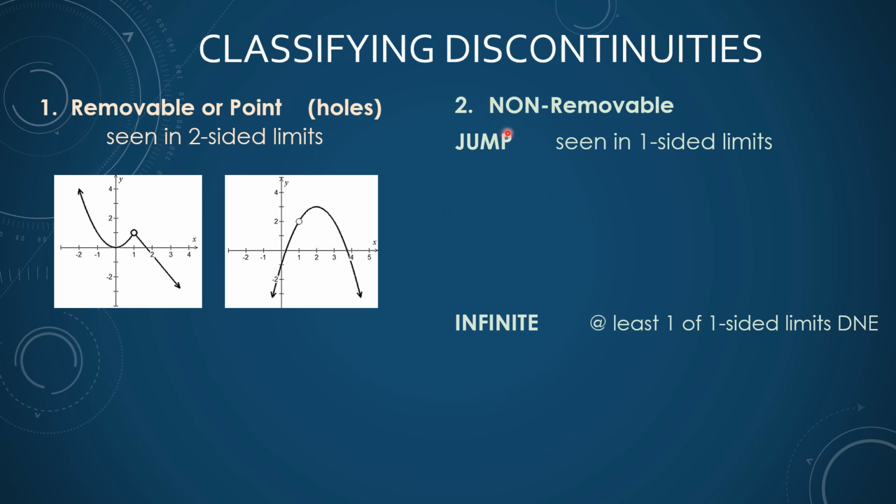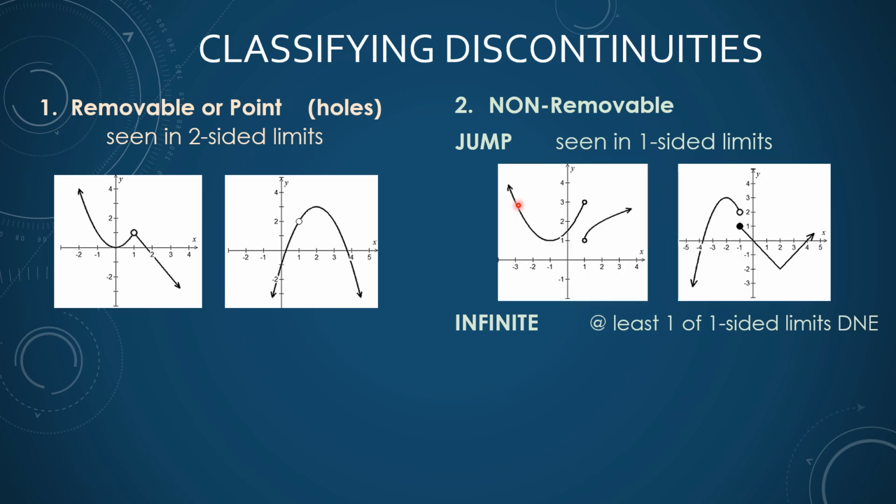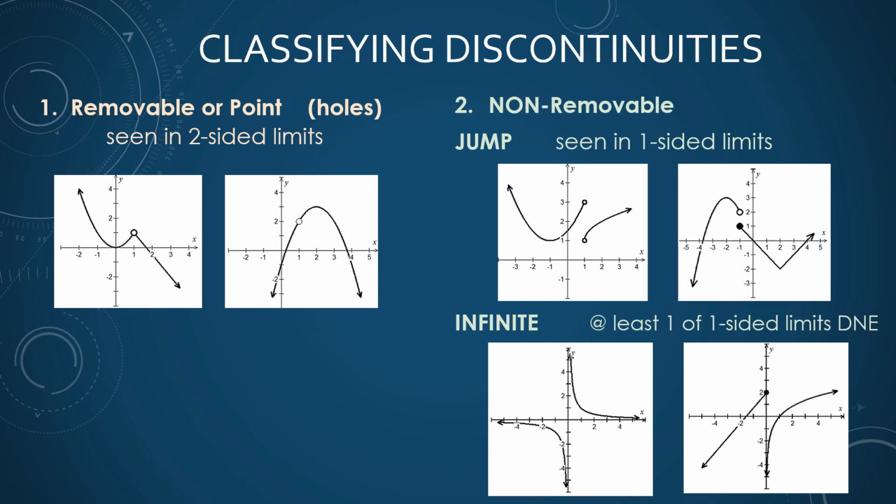We also have non-removable discontinuities. You will see a jump in the function in a one-sided limit. So it's approaching 1 at some value, and then it picks up and jumps to a different y value, same x. Okay, and you see that in two different examples for these graphs. And then the next non-removable discontinuity is an infinite discontinuity. So we're going to have at least one of the one-sided limits not existing. And these are going to occur when you have a vertical asymptote, as seen in both of those examples.